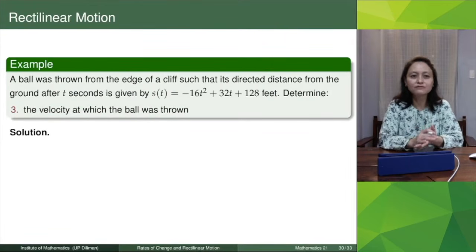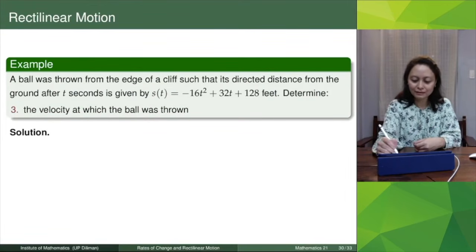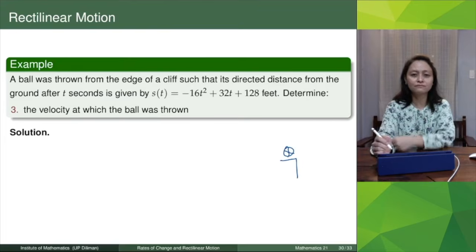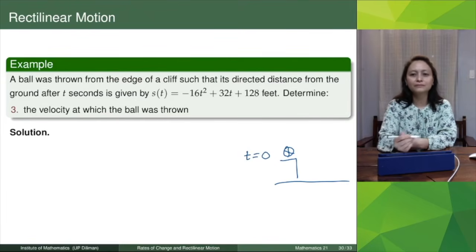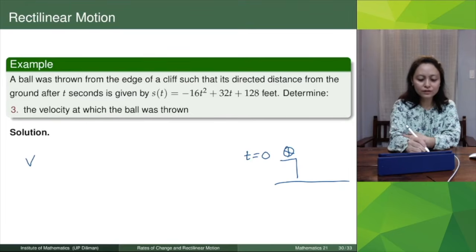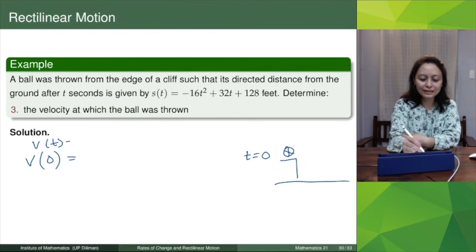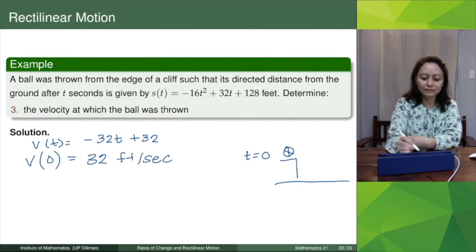Next, question number 3, the velocity at which the ball was thrown. Okay, saan binato yung bola? Dun sa edge ng cliff. Okay, anong condition dun sa edge ng cliff? It was thrown from the edge of the cliff at t equal to 0. So, if you're looking for the velocity at which the ball was thrown, we are just looking for the velocity at time equal to 0. So again, yung v of t natin ay negative 32t plus 32. So v of 0 is 32 feet per second.